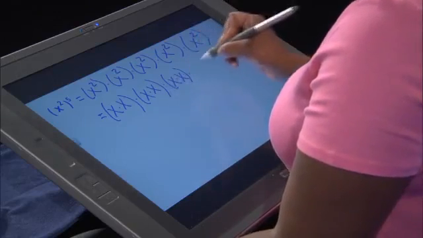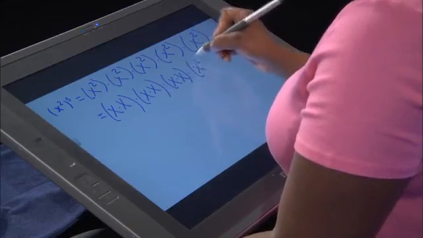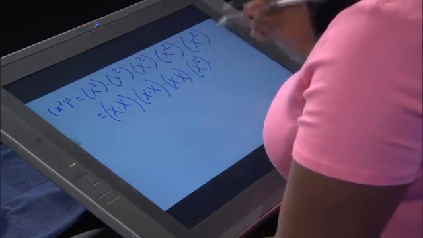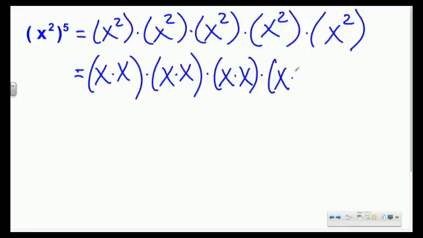Same for that fourth one, it's another x times x. Same for that fifth one. Oop, didn't write it, just copied it. So let's erase. There we go, bring it back. Now, I'm going to break that down. It's x times x. And that last one, x times x.